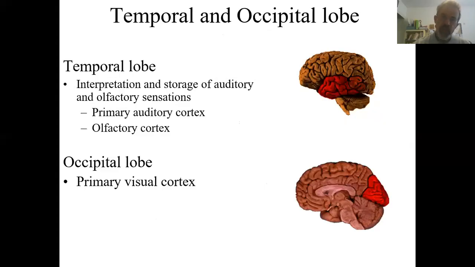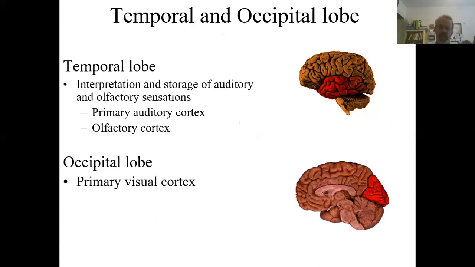Okay. So moving on to the temporal and occipital lobes. Temporal lobe is involved in storage of auditory and olfactory sensations, right? So auditory is what? Auditory is hearing. Olfactory is sense of smell. Occipital lobe, the back of the brain, is where the primary visual cortex, this is where our images are projected. I like to think of it as almost like an IMAX screen, projecting it from the front all the way to the back.